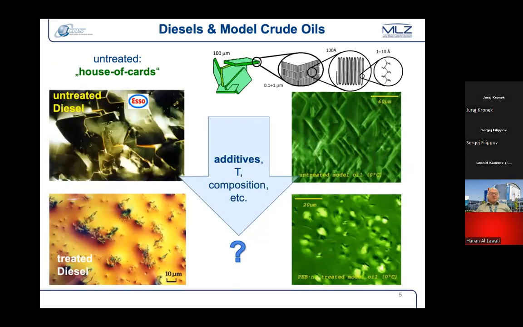The waxes form a so-called house of cards morphology of hundreds of micrometer large and very sharp wax crystals. That's why additives are added. These are nothing else than semi-crystalline polymers, in order to modify the morphology and to improve the viscoelastic properties of such materials. You can see here the difference between untreated and treated diesel and model crude oil system.